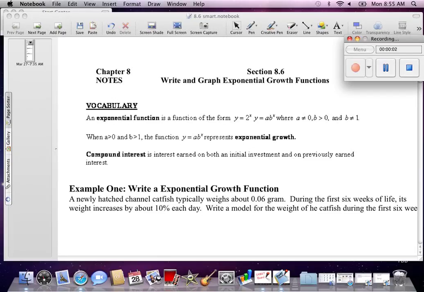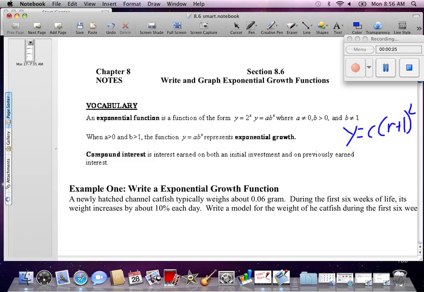Ladies and gentlemen, we are looking at section 8.6, write and graph exponential growth functions. There are two ways to look at an exponential growth function. We can look at it as y equals a b to the x, or the other way is y equals c times (r plus 1) to the t, or to the x. They mean the same thing. The only thing you have to know is whatever the percentage is for b, you're going to add 1 to it. So we're going to talk about what each of these mean.